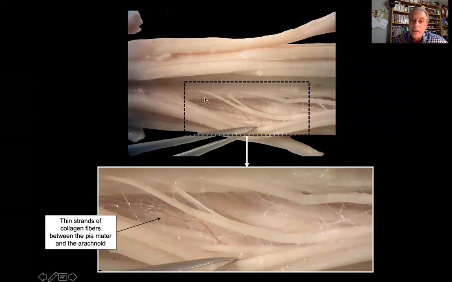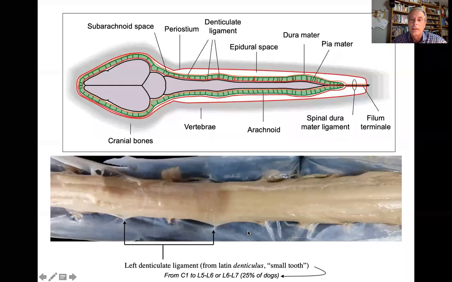Here we are at the level of the cauda equina, and it's nice to identify all these strands of collagen fibers between the pia and the arachnoid membrane, okay? Remember, again, that we are at the proximal portions of the roots of the spinal nerves that form the cauda equina. So these are surrounded by the same sleeve of dura and arachnoid, okay? So we have all these strands of collagen fibers in the supraarachnoid space.